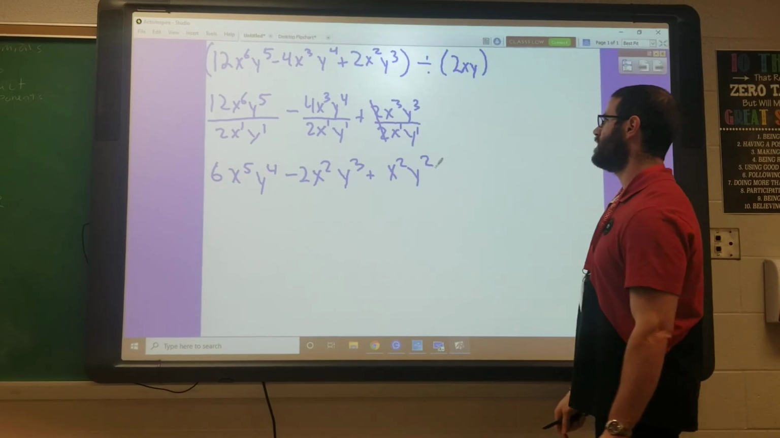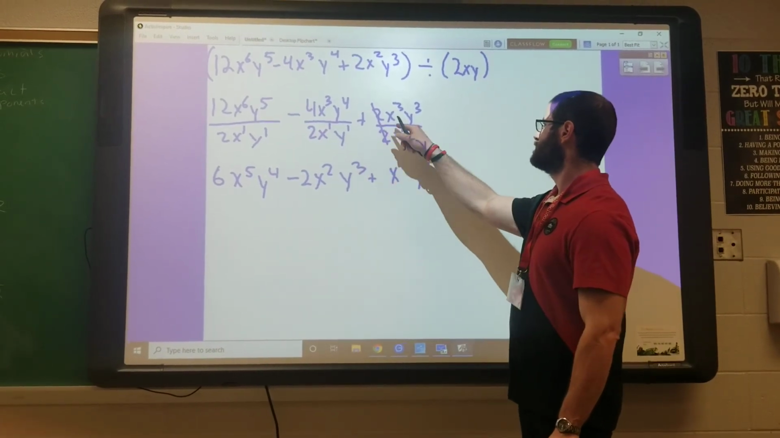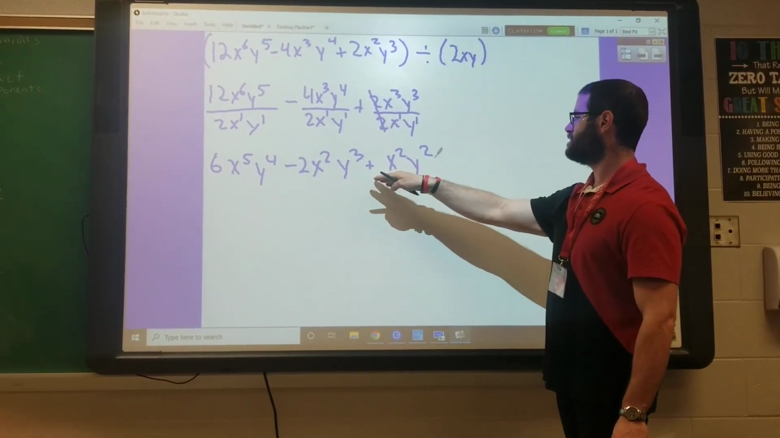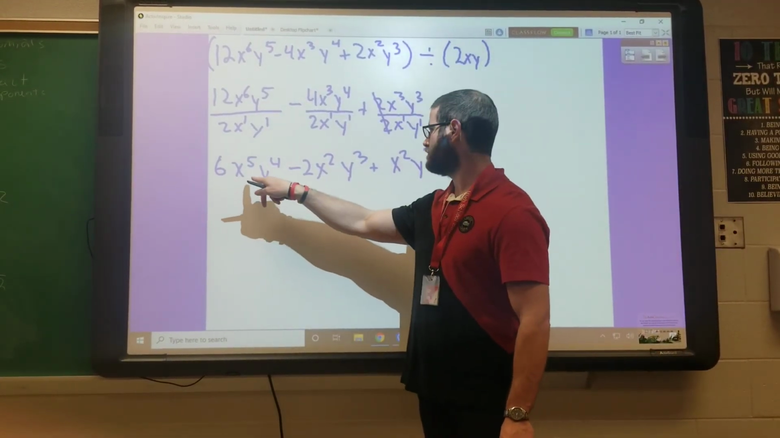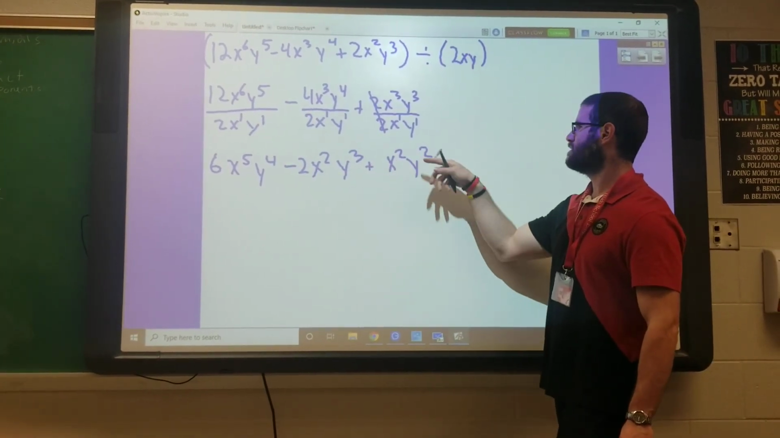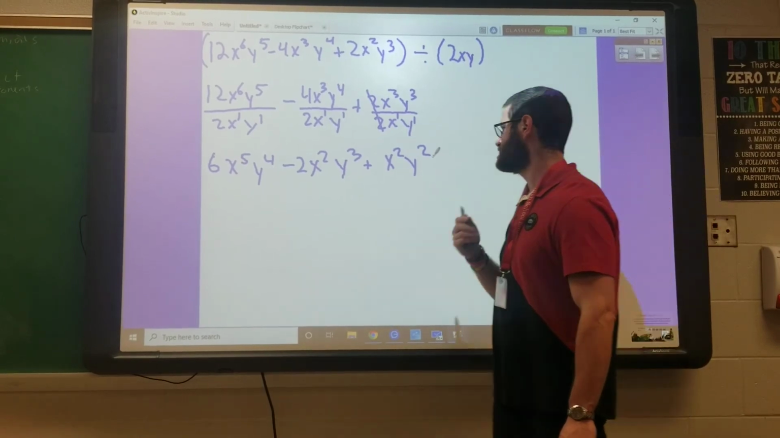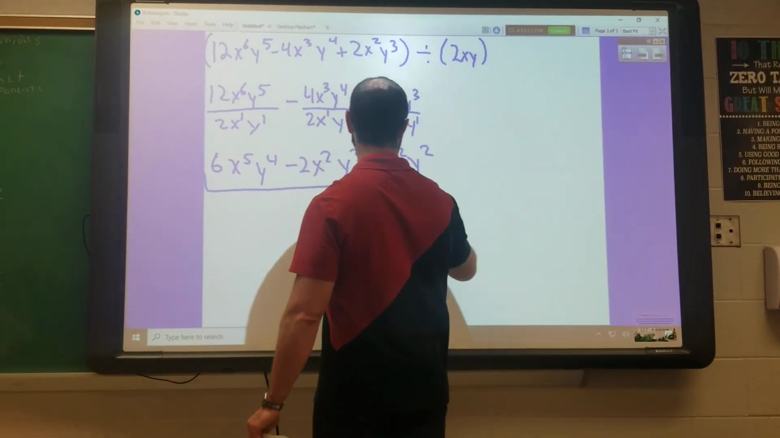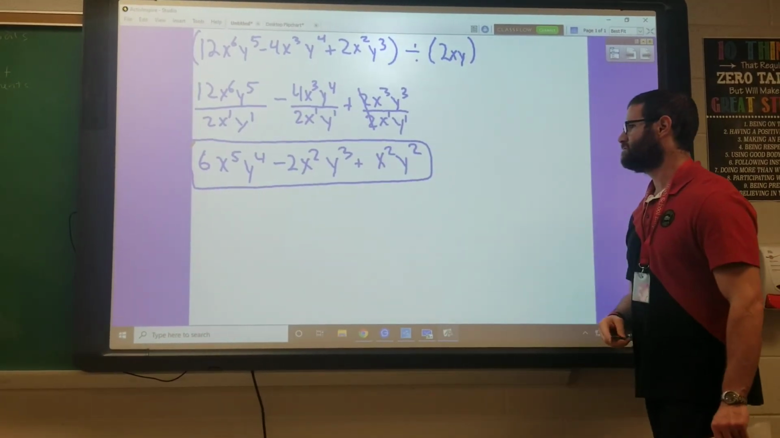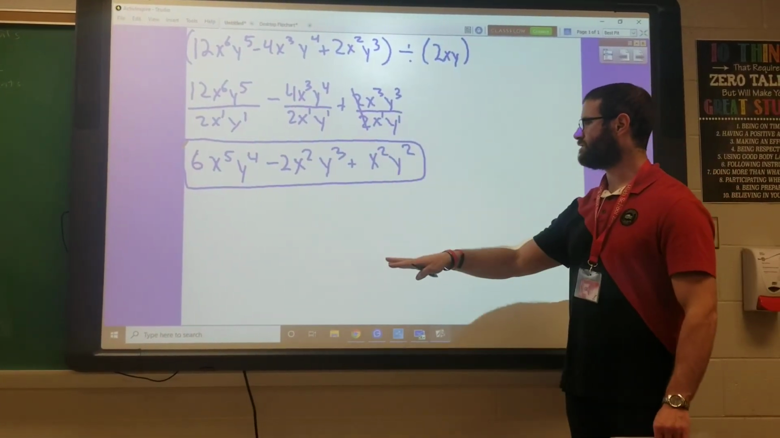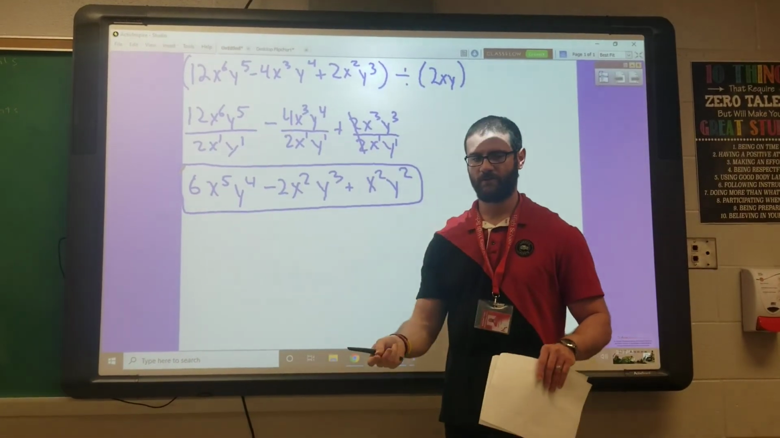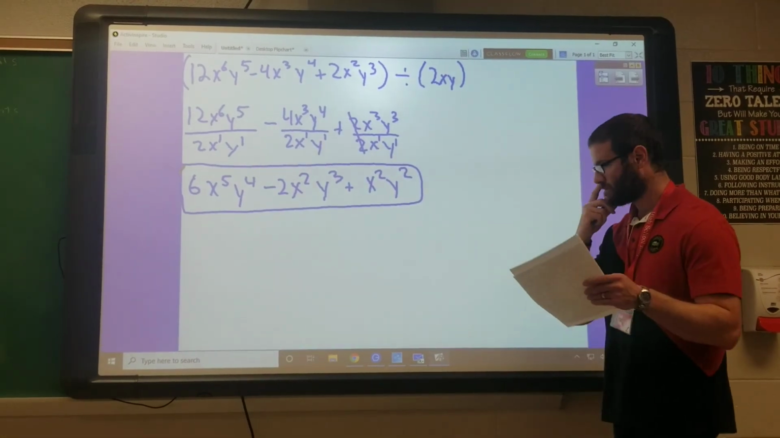All right, so this would be our final answer: 6x to the fifth, y to the fourth, minus 2x squared, y to the third, plus x squared, y squared. So that would be your final answer. Again, make sure all fractions are reduced, and make sure that you've simplified all exponents correctly.